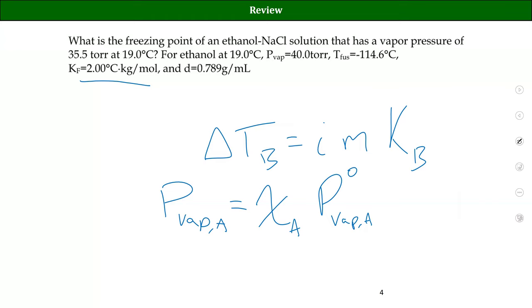Basically, the vapor pressure of any compound is just the mole fraction of that compound times its standard vapor pressure. So we can work backwards from that. We can get the mole fraction of ethanol, and then from the mole fraction of ethanol, we can work out what the molality is, and then we can plug it in here. Just a little bit of algebra and remembering how some of these equations work.